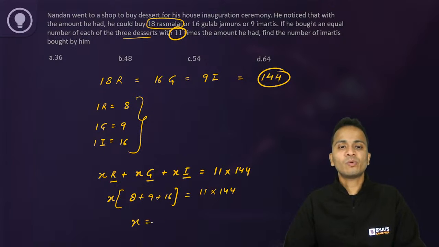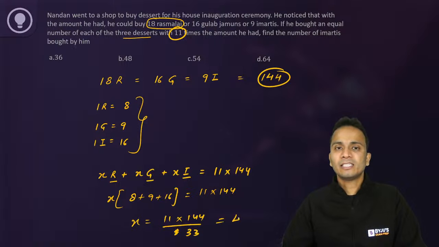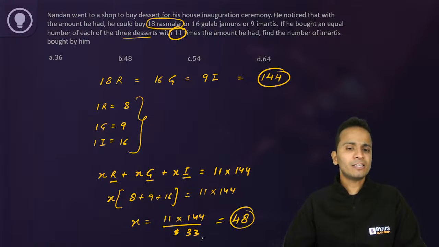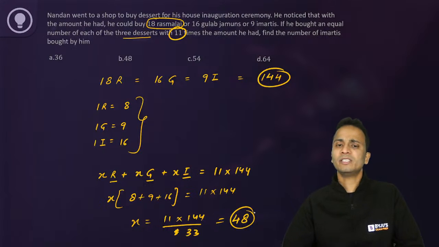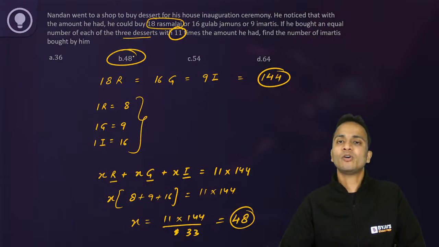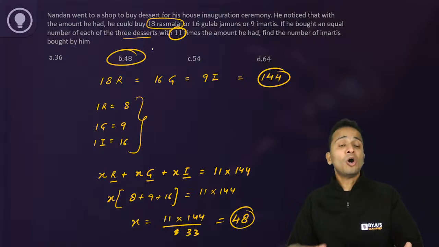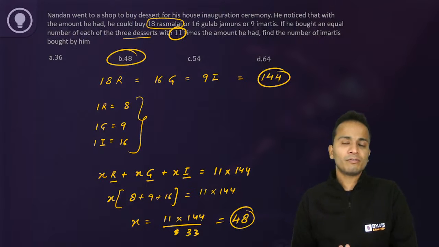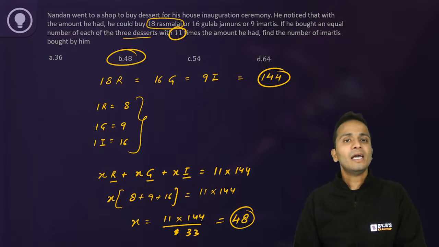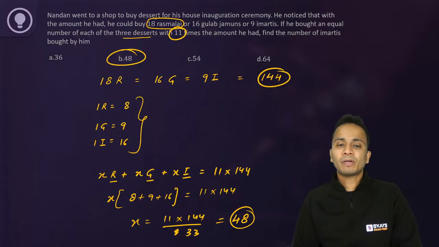So the value of X will come out to be 11 into 144 whole divided by 8 plus 9 plus 16. So that is 17 plus 16, 33. Okay, cancel it and the answer will come 48. 11 and 33 will get cancelled. 144 upon 3 is 48. So 48 will be the number of imartis or the number of rasmalais or the number of gulab jamuns that he can now buy at 11 times the money that he has.